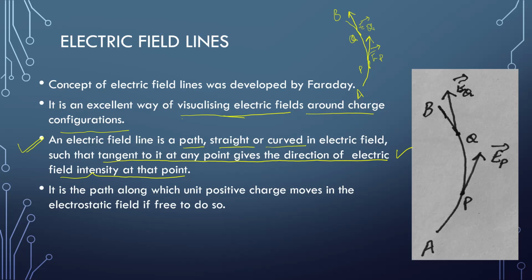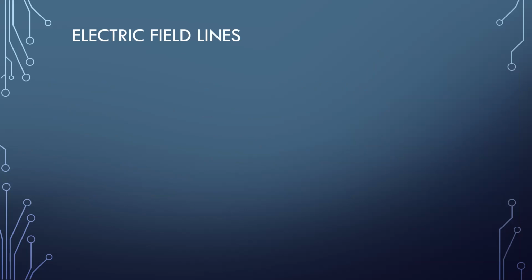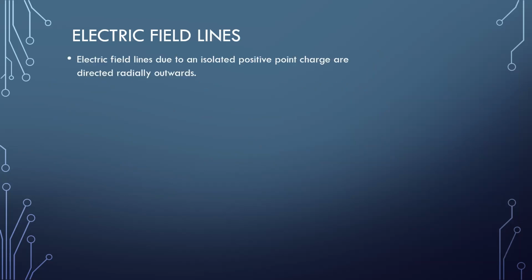So this EQ vector is actually the direction of the field intensity at the point Q. So this is how we define it. It's a path, straight or curved, in an electric field such that the tangent to it at any point gives the direction of the field intensity at that particular point. It's also defined as the path along which a positive charge would move in an electrostatic field if free to do so. So if free to do so, it's the path along which a unit positive charge would tend to move.